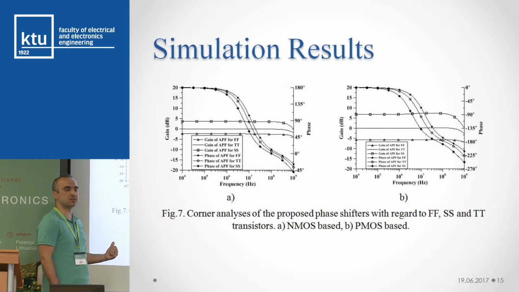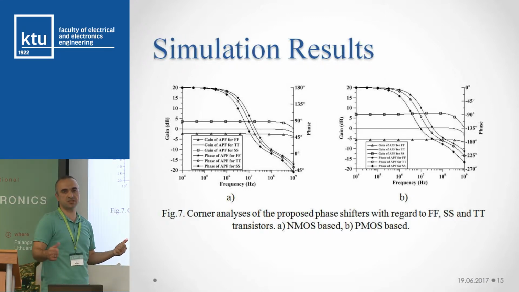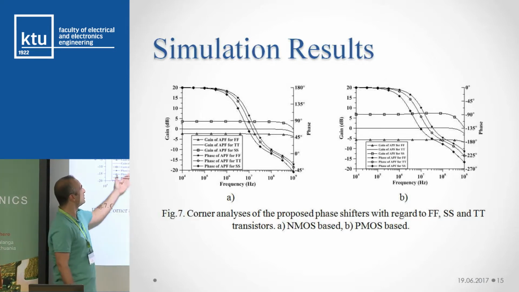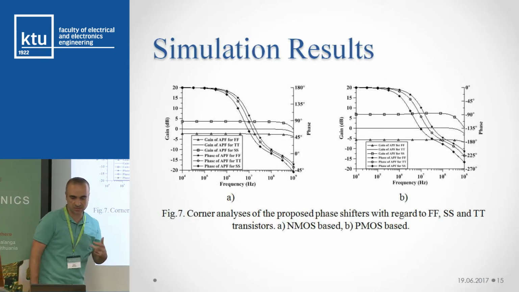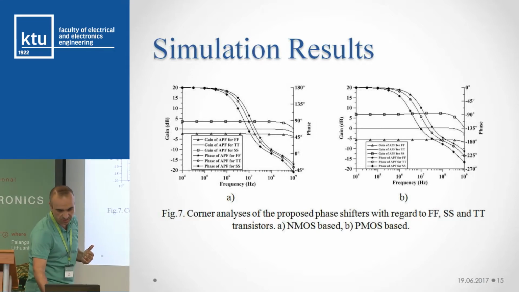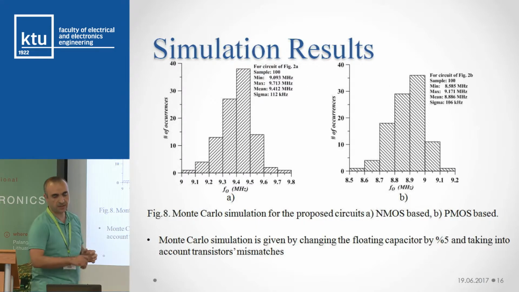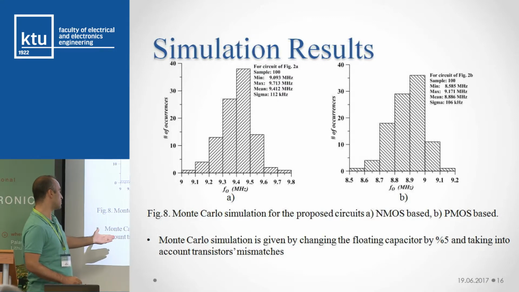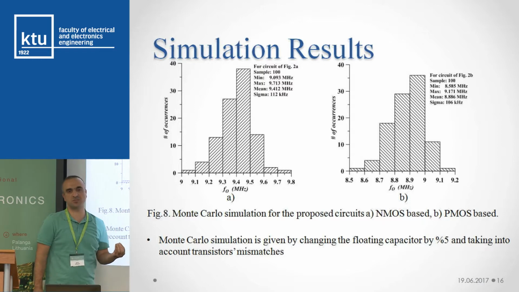These are the corner analysis for slow, fast, and typical transistors that we use. As you know, they are the extreme corners. And these are the simulation results for these 3 different transistor models. And finally, Monte Carlo simulation results. We changed the value of the capacitor, the physical capacitor that we connect, and also we take into account the transistor mismatch values.